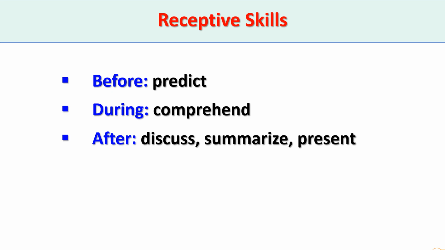And about the during, comprehend, students listen or read to get the meaning of what the teacher gives them. And the after, students talk about what they understood after they have group or pair work discussion. Summarize means the students summarize the text or what the teacher gave them, and present means the students give feedback on what they understood to the teacher.